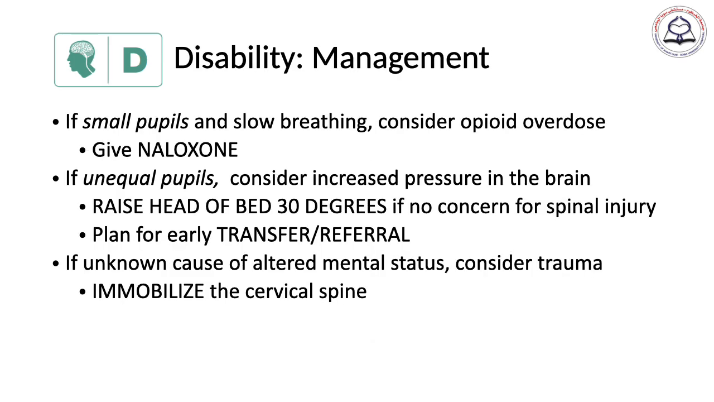Disability management. If you see small pupil and shallow breathing, consider opiate overdose, and you can give naloxone as antidote. Patient with unequal pupil, consider increased intracranial pressure. You can raise the head of the bed, especially if there is no concern about the C-spine. And if unknown cause of altered mental status, consider trauma, immobilize the spine, and then you assess if you are able to manage in your facility or you have to transfer.